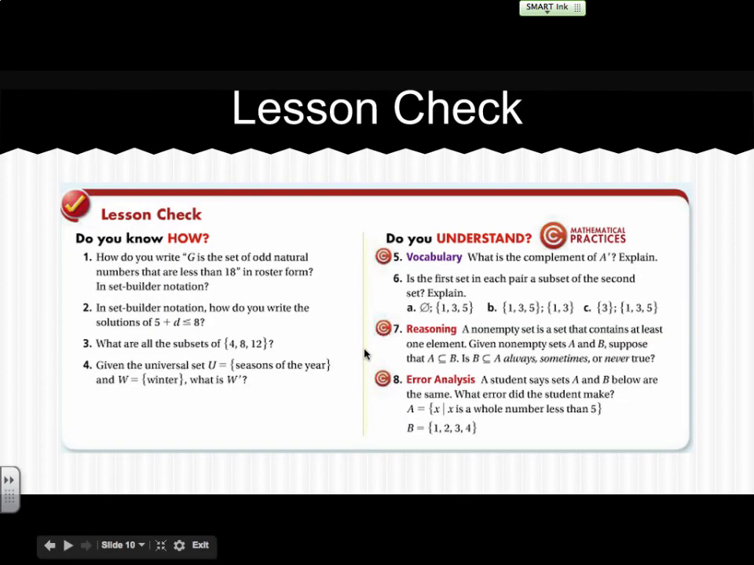Okay, lesson check. You need to try this before you come to class. Make sure you have all 8 questions answered so that we can go over it together as a class.